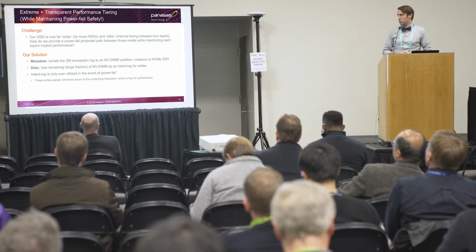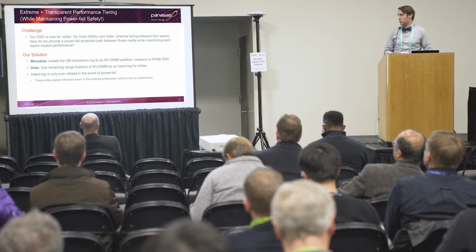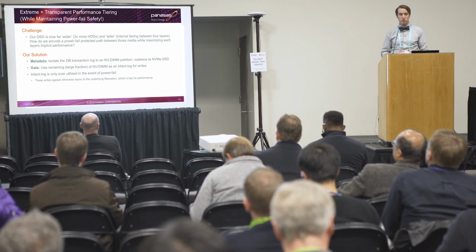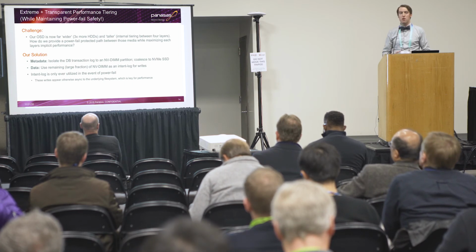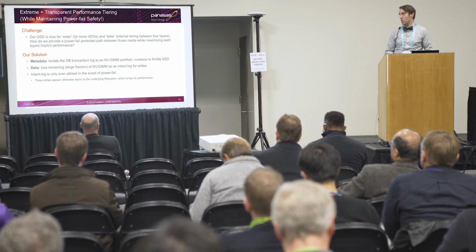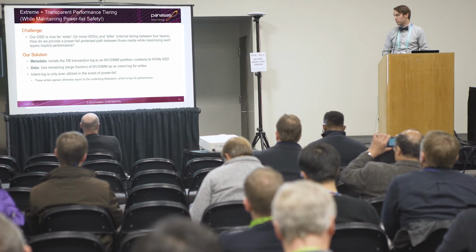So 2 challenges we ran into. There were numerous, but there were 2 that I felt were interesting to talk about for this forum in this redesign. Since we're way wider, 3 times more hard drives in our specific design, and taller, we're tiering between 4 tiers rather than 3 inside of each OSD. How do we make sure we're still power fail protected, especially since we've gotten rid of the lead acid battery, and without sacrificing any performance?